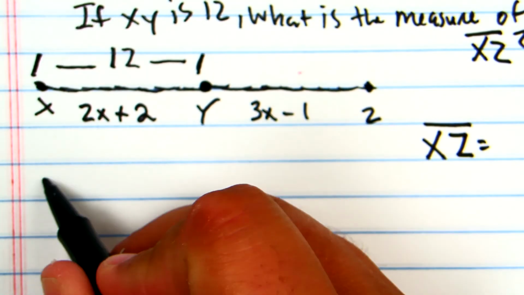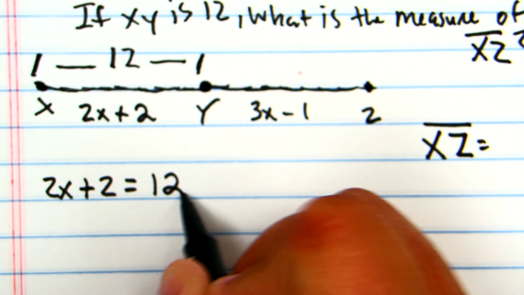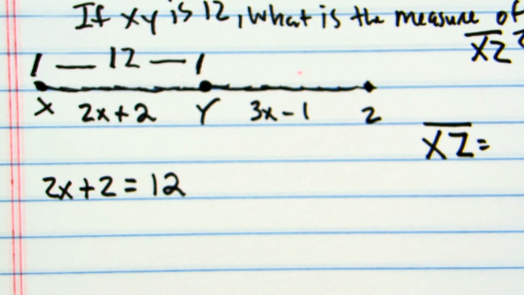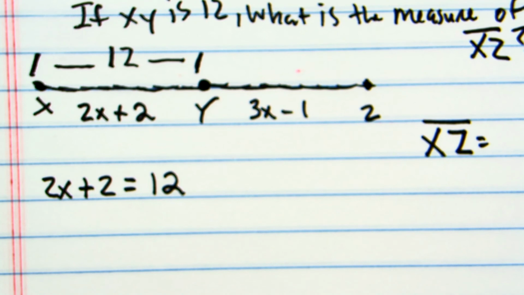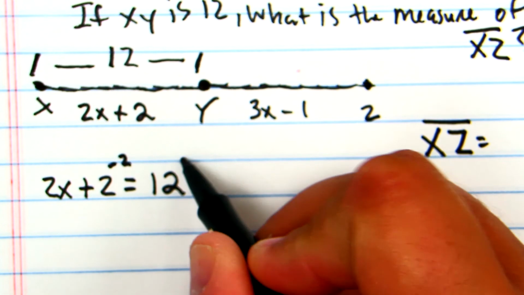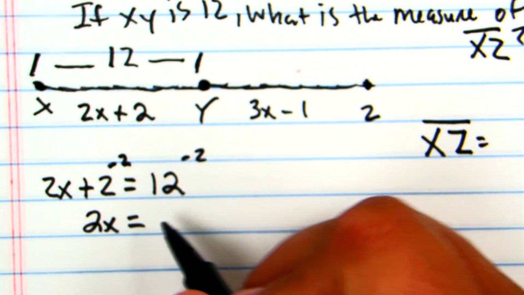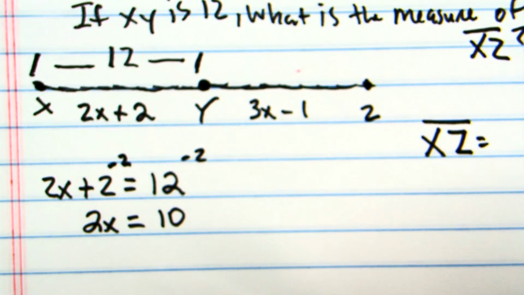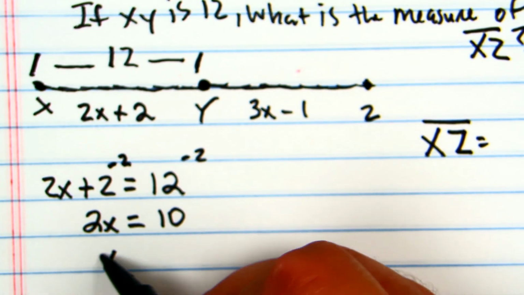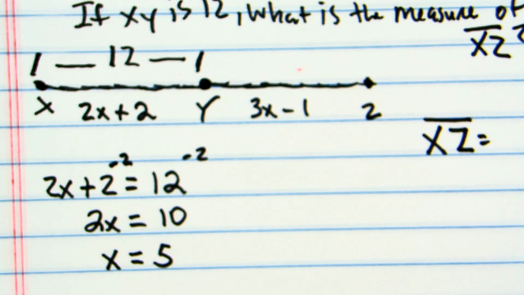We're going to say 2x plus 2 equals 12, because they told us that the length of the segment is 12. Now we're going to solve for x. So what I'm going to do is I'm just going to simply go minus 2 to move over the 2, which gives me 2x equals 10, and then I'm going to divide both sides by 2 and end with x equal to 5. So 5 is the value of x.